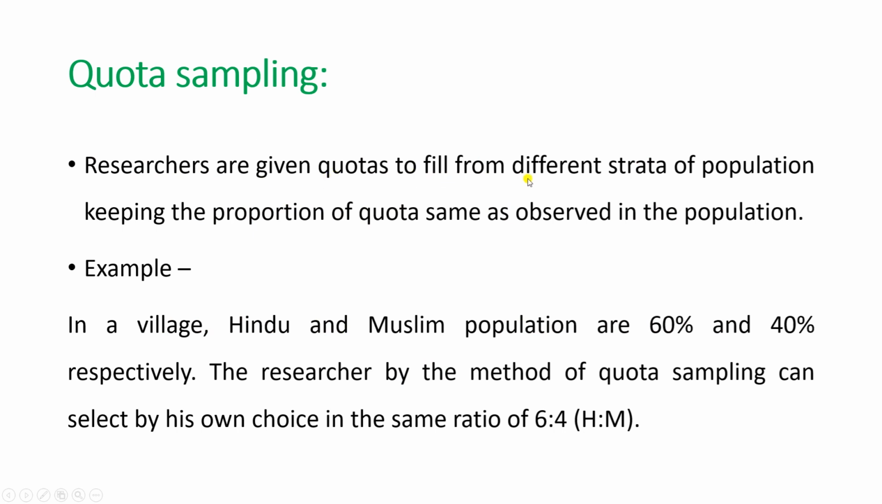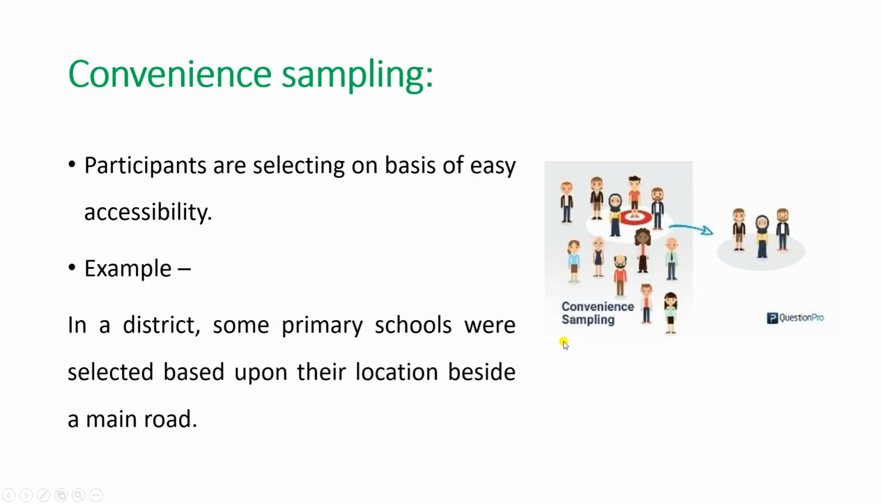Researchers are given quotas to fill from defined strata of the population, keeping the proportion of quotas the same as observed in the population. Example: in a village, the Hindu and Muslim populations are 60 and 40% respectively. The researcher, by the method of quota sampling, can select by his own choice the same ratio of 6:4, Hindu and Muslim. So that means, suppose I am going to this example.